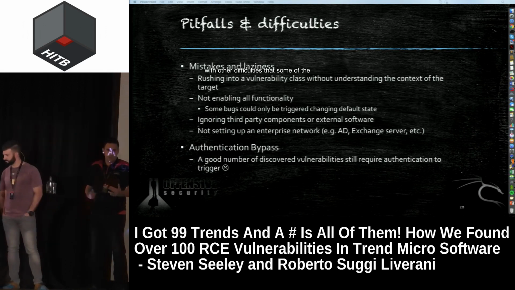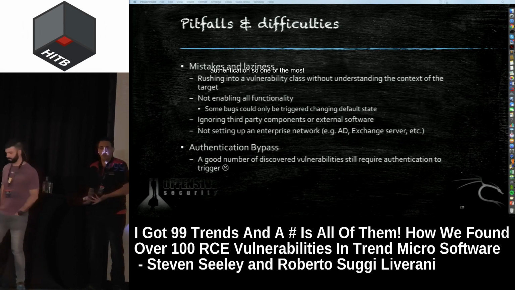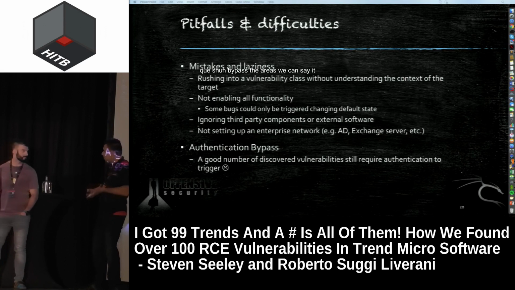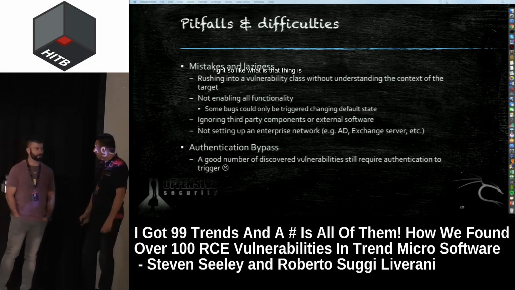The other difficulty is that some of the bugs we found, of course, require authentication. So one of the most challenging, I would say, was finding authentication bypass. Probably we can say it was the most difficult part sometimes.